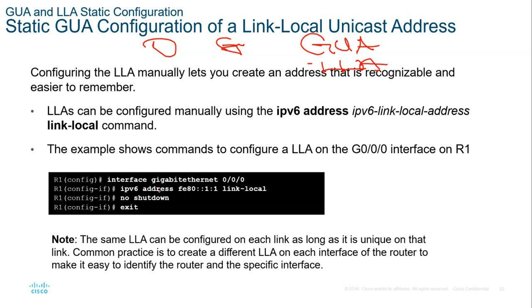Now, when it comes to link local, remember its range, it's here. If any IP address begins with this, then automatically that one is link local, and the prefix length is /10. So this will be the link local address. And for you to have the second one on top of the global unicast address, you have to make sure that you add this statement, link local.